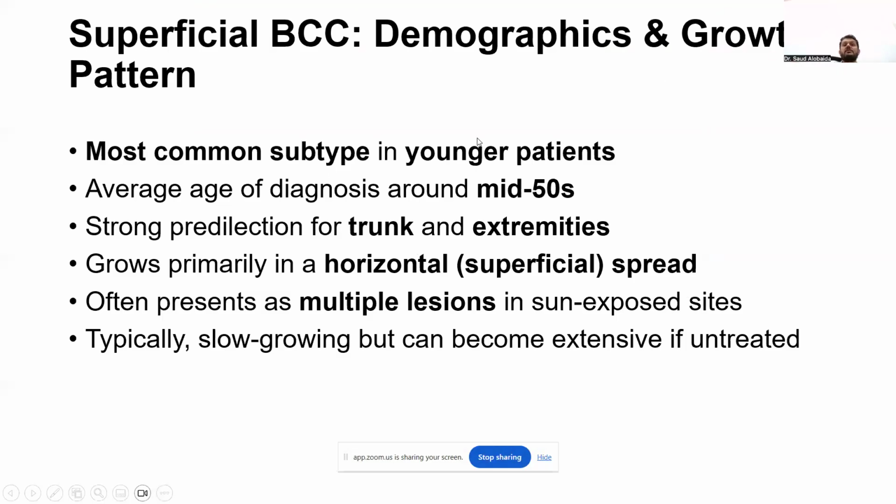And it's the most common subtype in younger people. Trunk and extremities. So you can see the location, everything is a bit different than nodular, and it has more horizontal spread and can be big in size.